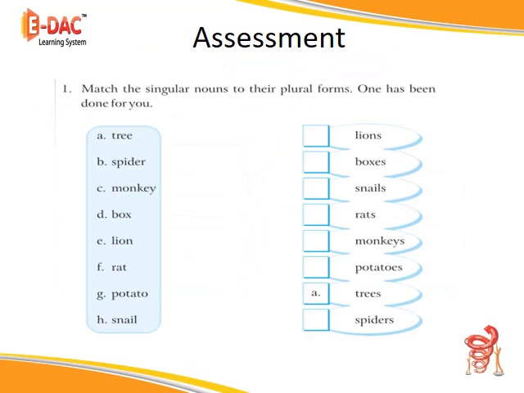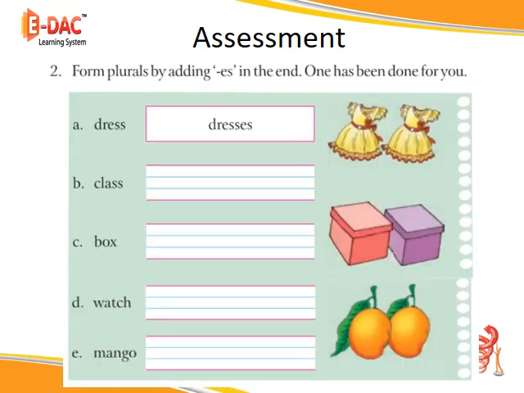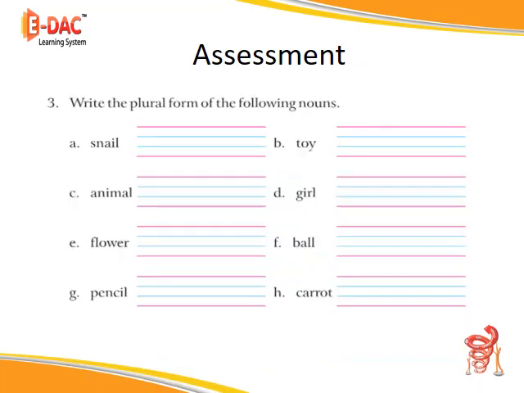Let us now attempt some questions related to the concept. Match the singular nouns to their plural forms. One has been done for you. Form plurals by adding es in the end. One has been done for you. Write the plural form of the following nouns: snail, toy, animal, girl, flower, ball, pencil, carrot.